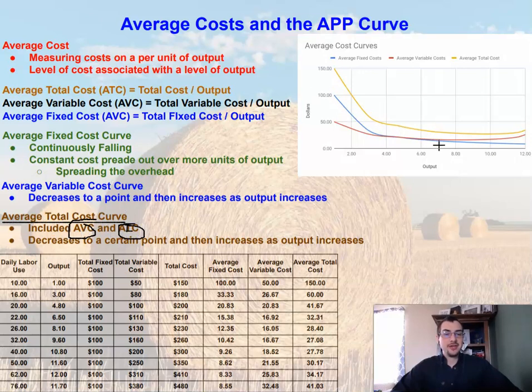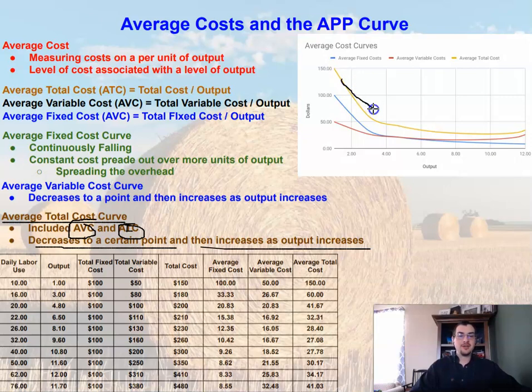Well, we know that average fixed continuously decreases, but average variable will decrease to a point and then begin to increase. So because of that, whenever we add both of them together, we see that this average total cost curve will decrease to a certain point and then increase as output increases as well. So we notice that the average total cost curve does a little bit of the same thing as the average variable cost curve, but it doesn't quite look exactly the same. It's not going to look the same because it's also factoring in this average fixed cost curve that is continuously decreasing.